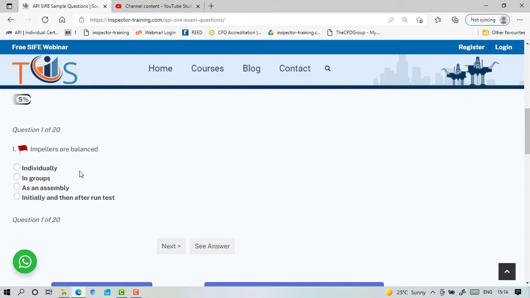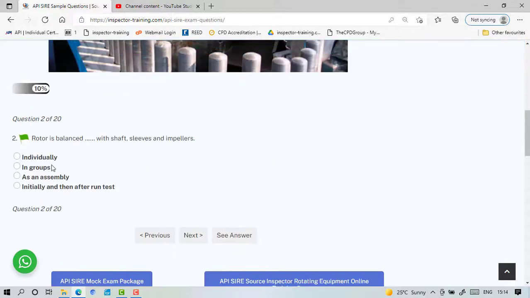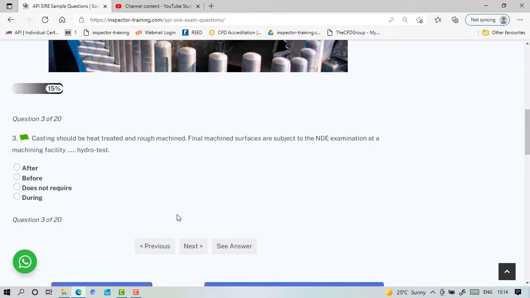So question 1: impellers are balanced individually. Rotor is balanced as an assembly. These are practical types of questions that you should be aware of. Casting should be heat treated and rough machined. Final machine surfaces are subject to NDE examination at the machining facility after hydro test.